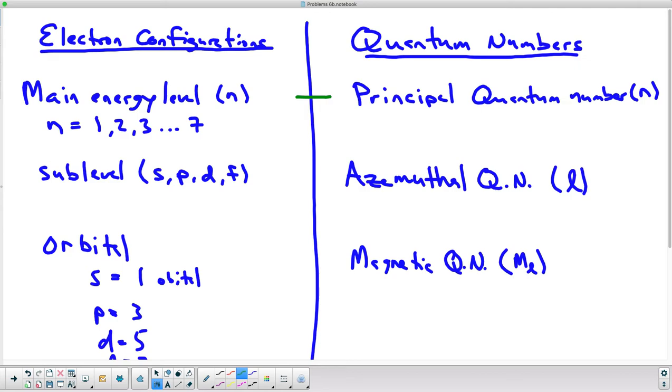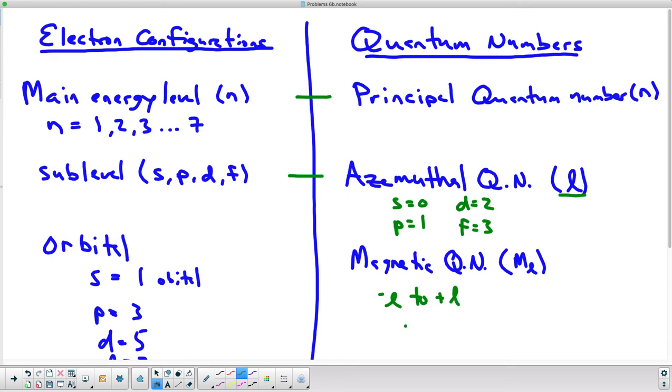The azimuthal quantum number is exactly the same as the sublevel. So the difference is that here S equals 0, P equals 1, D equals 2, and F equals 3 for this number. Okay? So the magnetic quantum number goes from negative L, which is what I'm talking about, the azimuthal quantum number, negative L to positive L. So let me write that down here so you can see it. Negative L to positive L.